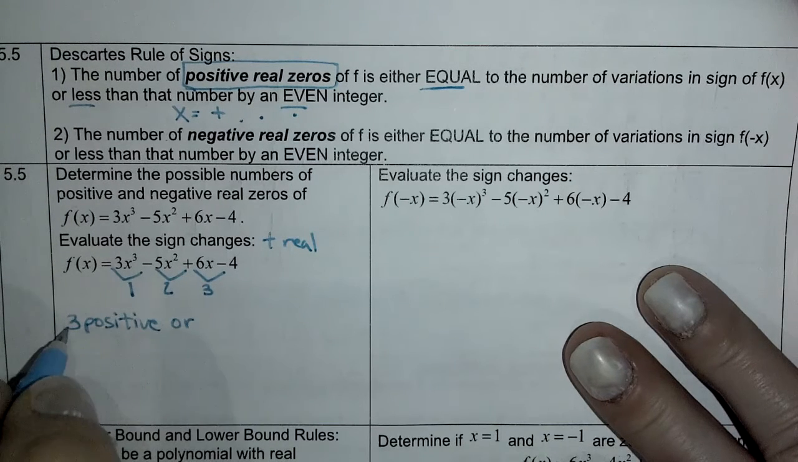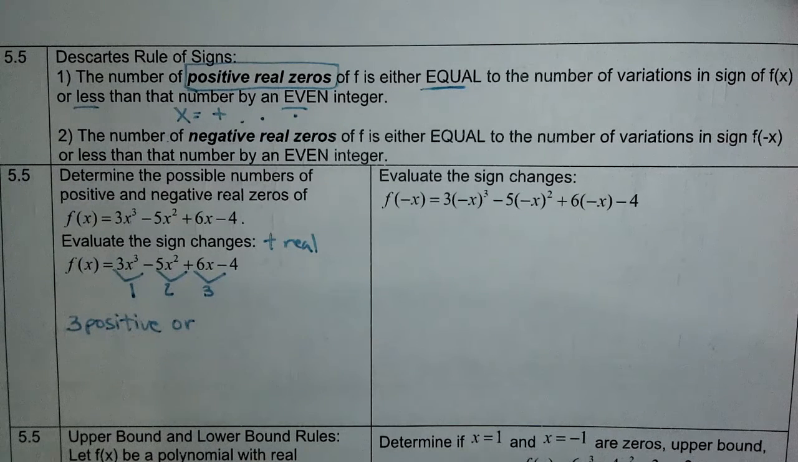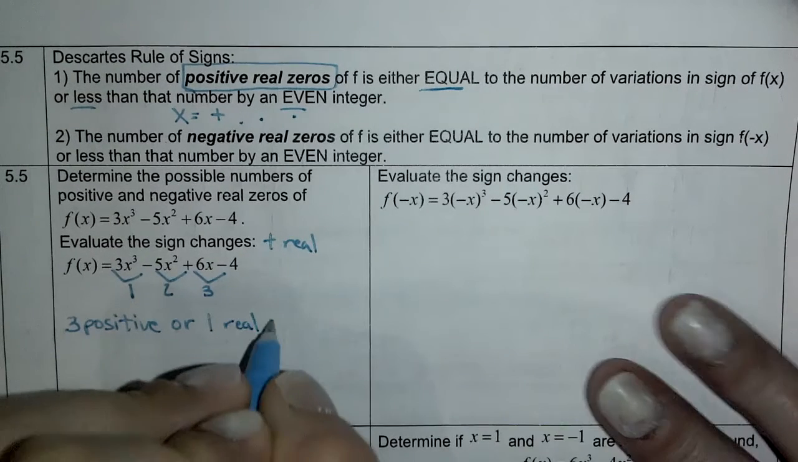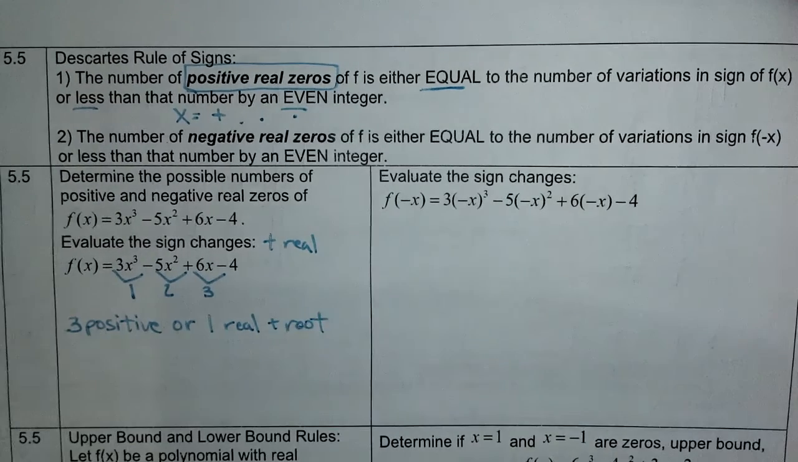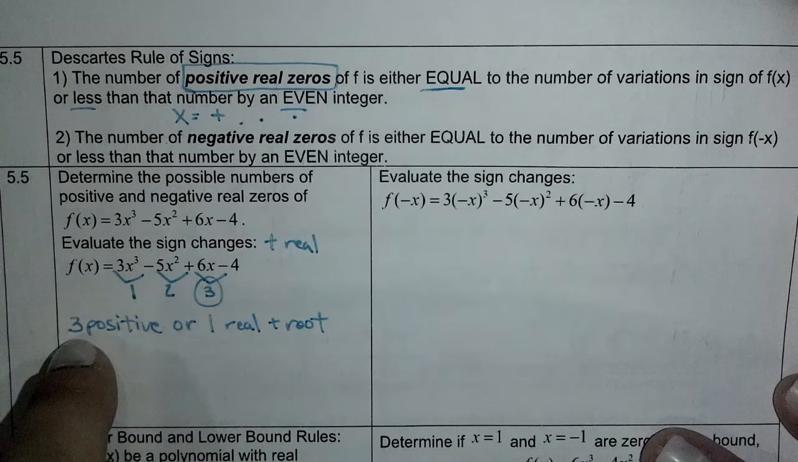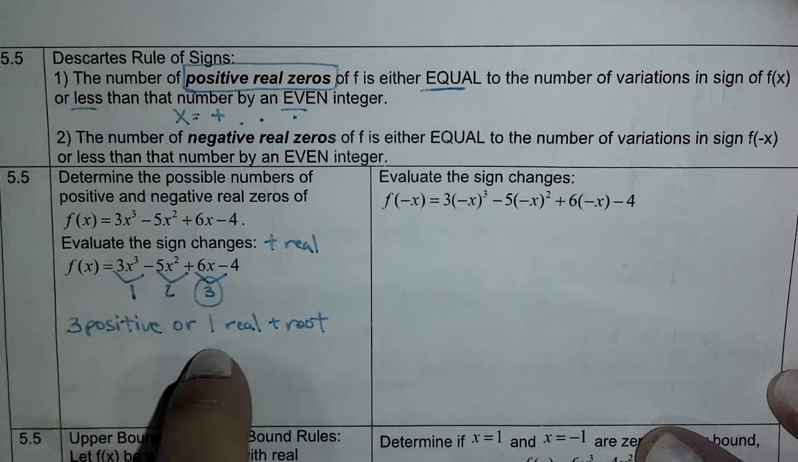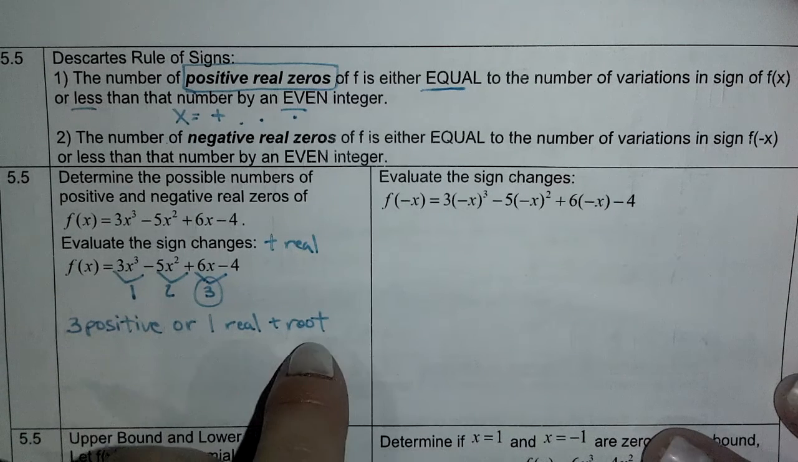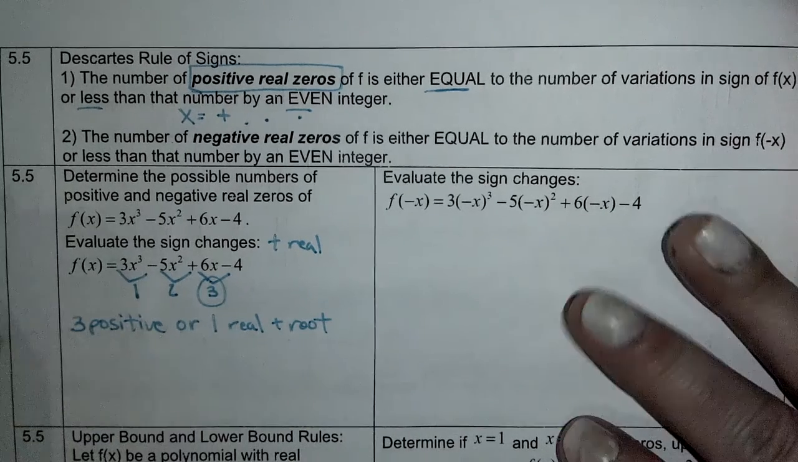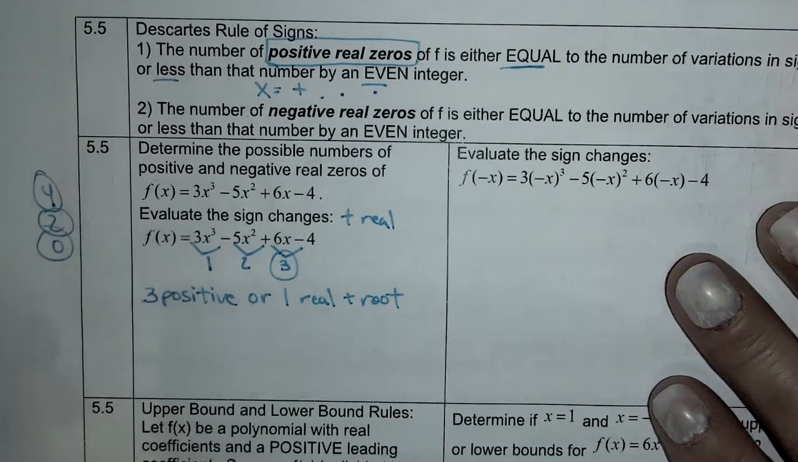or 3 take away 2. The reason we take away an even number is because we could have negative roots. Or 1 real positive root. So that's what that tells us. We look at the total number of sign changes, that's the maximum. Then we take away 2 if we still have values that we could take away without getting to 0, and we keep taking them away. So if we had 4 sign changes, then we would say 4 or 2 or 0.